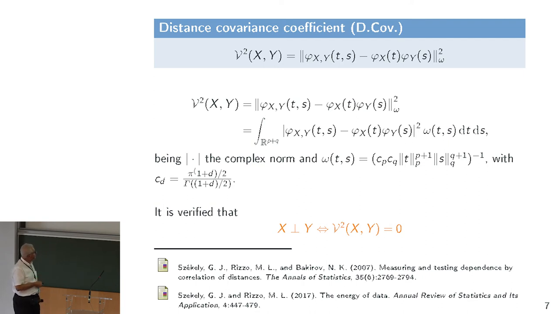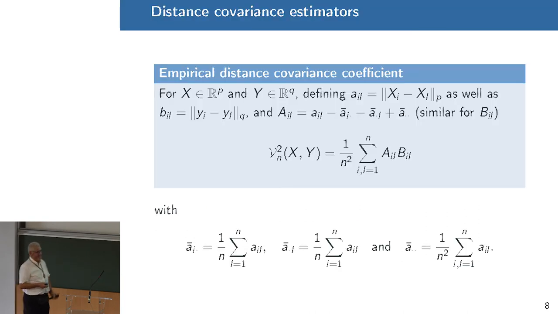Okay? Well, the idea of the so-called distance covariance is that if we make the empirical estimation of the weighted distance using the distance between the X data and the Y data, the empirical estimation is exactly the covariance between the recentered distances. Okay?